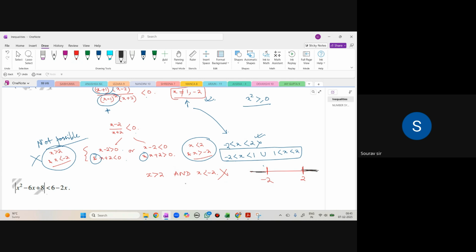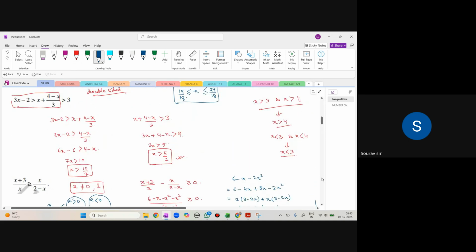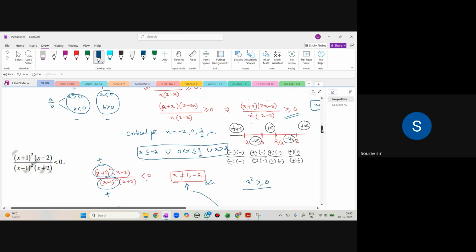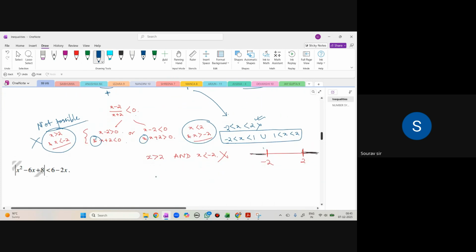So please understand the difference here. That's why I wrote that in the beginning. Let me write it here again. These are very, very important concepts. x square greater than 2 square. What does this mean? x is greater than 2 or x is less than -2.